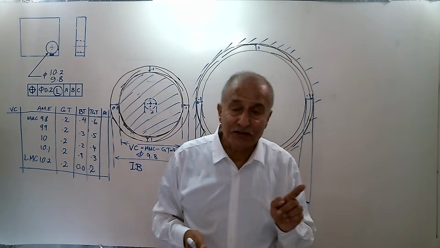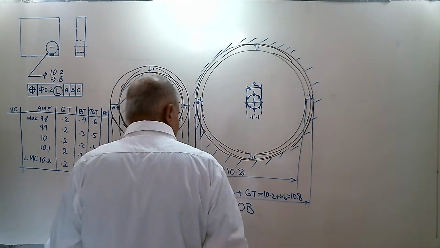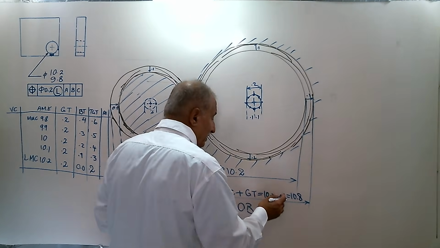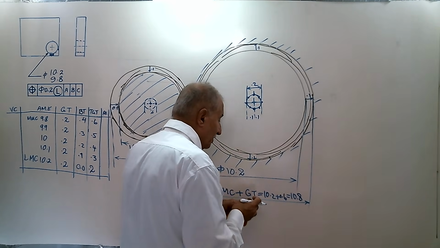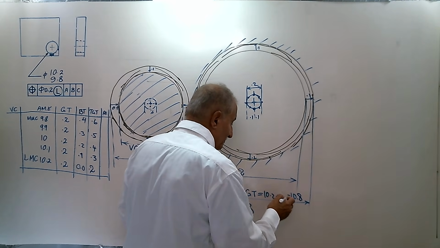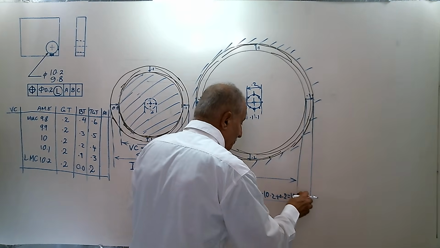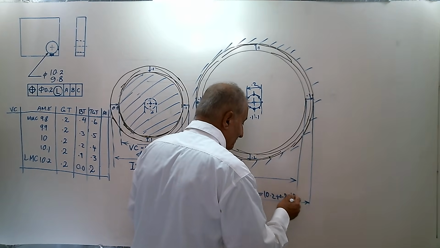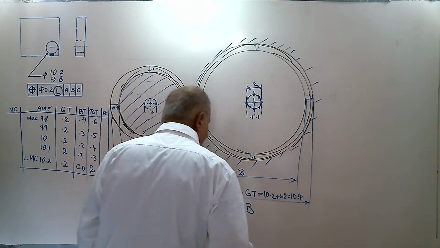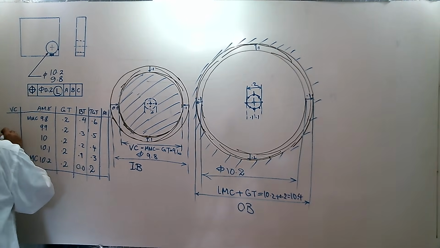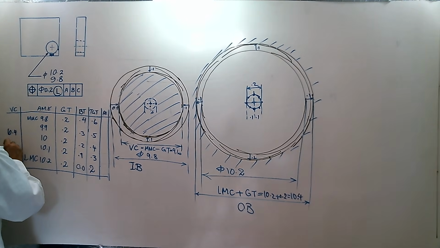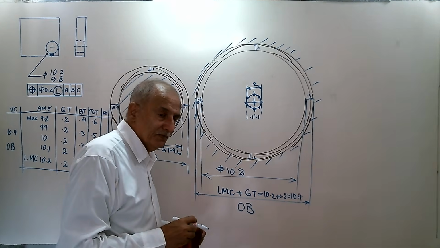Actually, it is the virtual condition. How much is it? LMC plus GT: 10.2 plus 0.2 error is 10.4. That's the virtual condition size. And it coincides with what? The outer boundary. Okay?